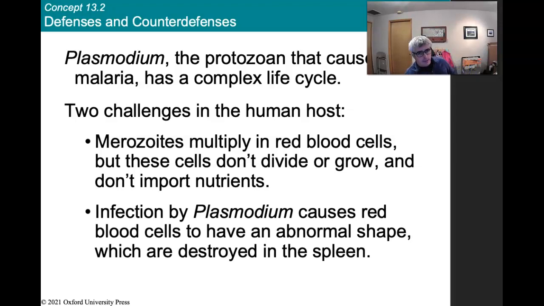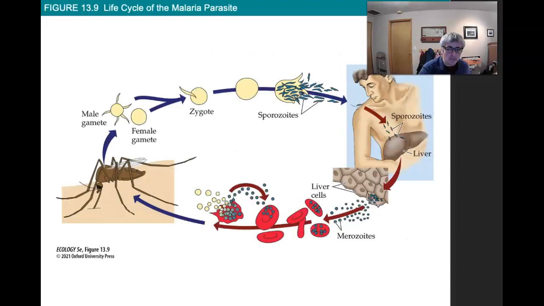So the Plasmodium, which is a protozoan that causes malaria, has an issue where when it takes over a red blood cell, those cells stop functioning. They're not dividing, and they're not importing nutrients, which the Plasmodium needs, as well as they have an abnormal shape, and so they'll get cleaned out by the spleen. And so they've developed a couple defense mechanisms against that. And the life cycle here is also pretty crazy.